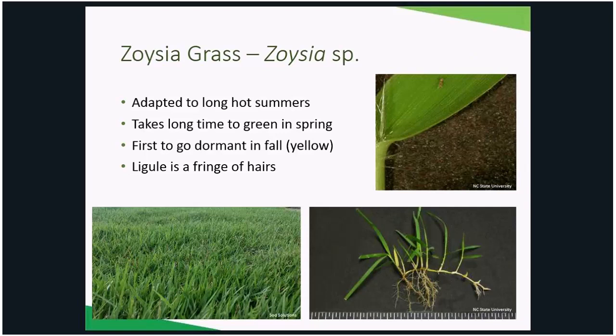But if you were in the summertime and you wanted to identify it, it has a fringe of hairs at the ligule, which you can see in this top picture here. There are these long hairs right where that leaf blade joins the stem. And so that can be another clue for you to look at if you're not able to look at this lawn grass in the dormant season. But again, if you think it's Zoysia, then wait until the fall time and see if it goes dormant and turns yellow.